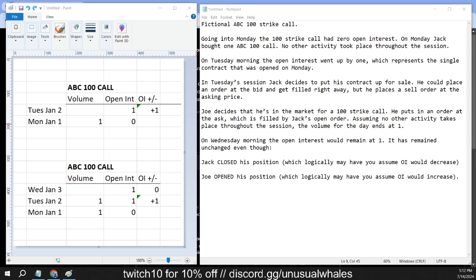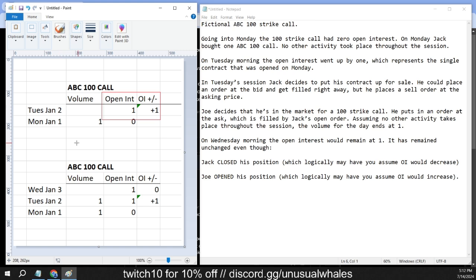The first example is this fictitious ABC 100 strike call. So going into Monday, the 100 strike call had 0 open interest. On Monday, Jack bought one ABC 100 call. No other activity took place throughout the session. On Tuesday morning, the open interest went up by 1, which represents the single contract that was opened on Monday.